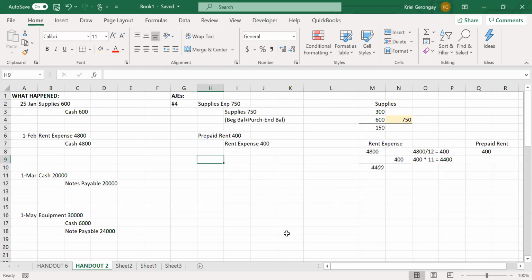So for March 1st, we borrowed money from the bank, right? So of course that note would accrue interest over time. So we have a note of 20,000, I mean, we have a balance of 20,000, and our interest is 12%. So we first need to get our annual interest.